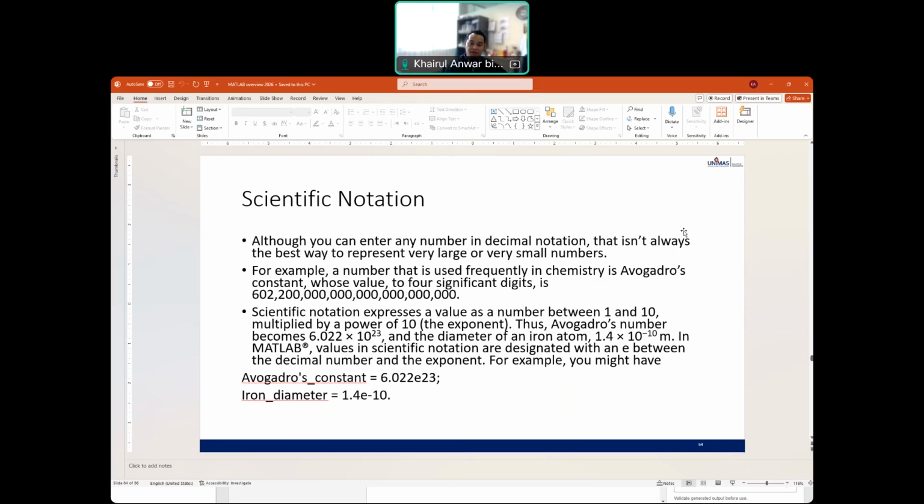And the diameter of an iron atom, okay. MATLAB values in such notation are designated with an E. That E refers to the exponent, the power of 10, between the decimal number and the exponent result. So we might have 6.022E23. So that is how we write it in MATLAB.